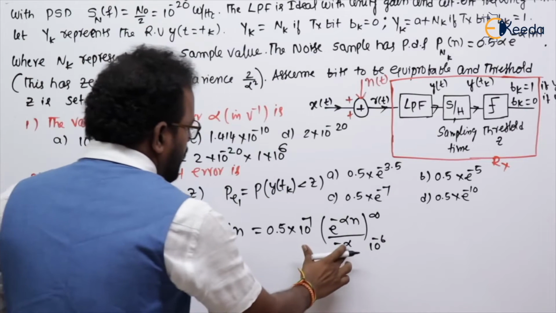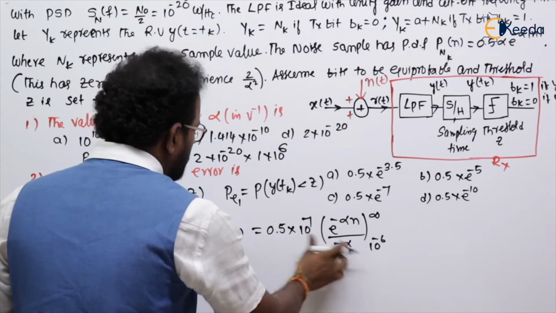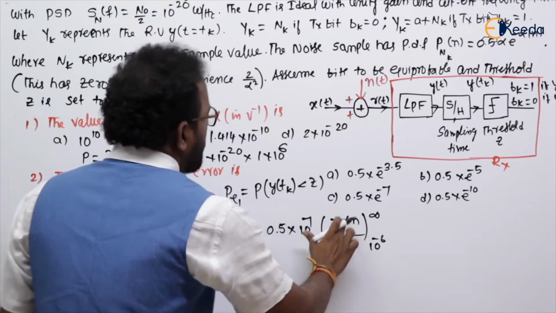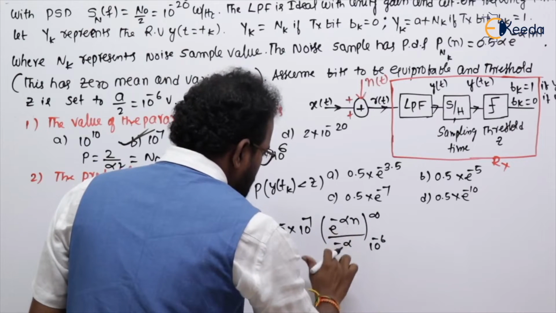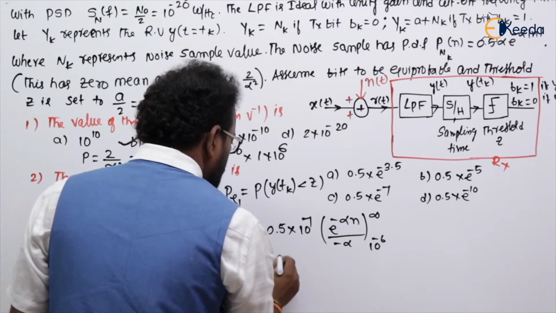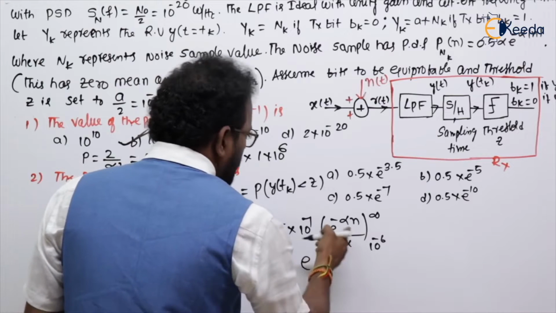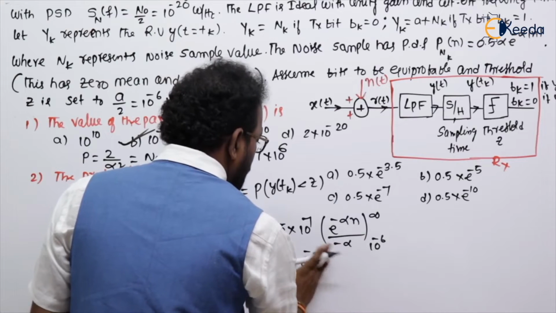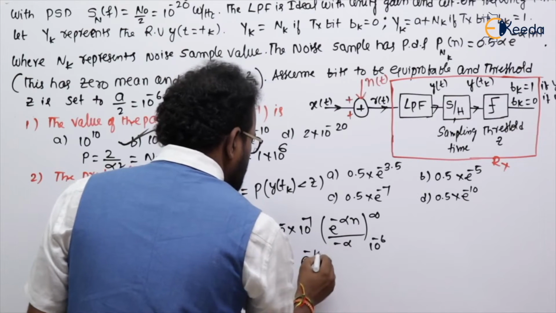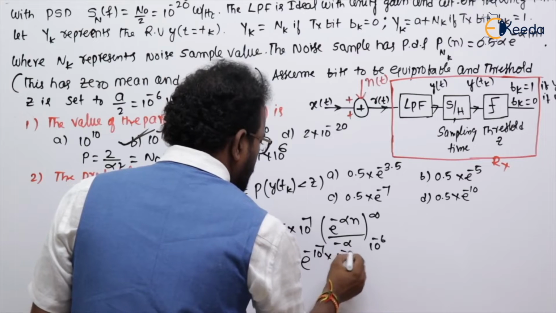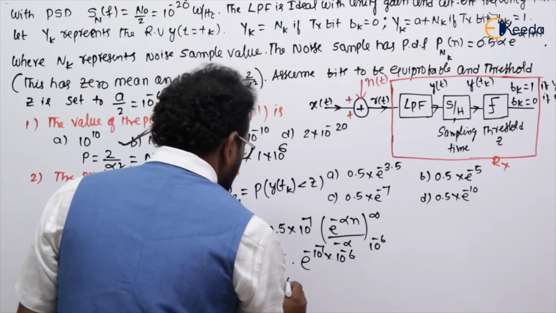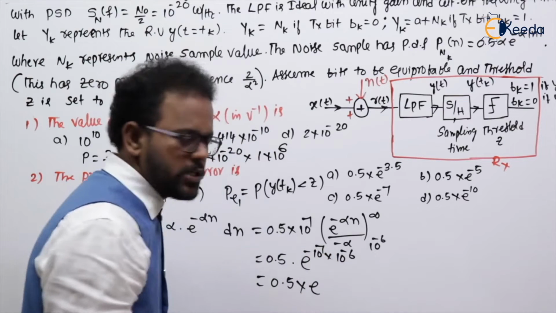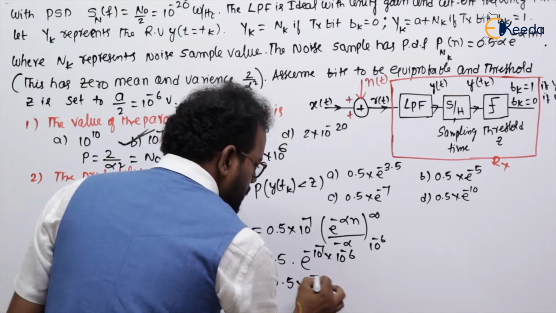If you substitute here, the alpha value is 10 power 7, so both you can cancel. If you substitute the upper limit, e power minus infinity is 0, minus the lower limit, so this minus and that minus will be gone. So the remaining is 0.5 into e power minus alpha into the n value. Alpha is 10 power 7, n value is 10 power minus 6. So finally what you will get? 0.5 into e power minus 10 power 7 times 10 power minus 6, so e power minus 10.